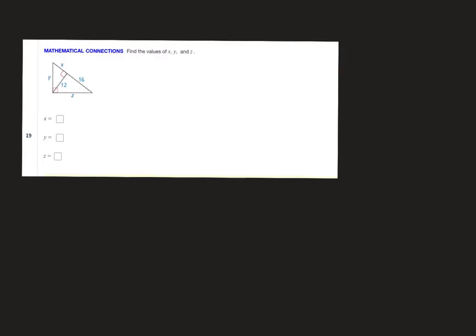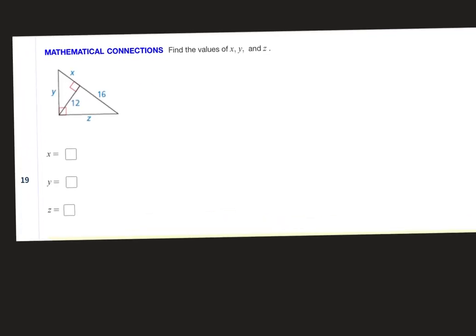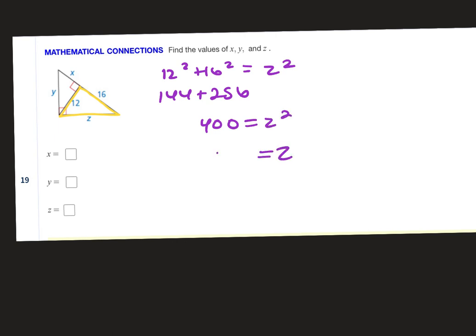All right, this one, again, you've got different parts. You've got some legs missing, you've got the hypotenuse missing, right? So the easiest way, I think, is to use the bottom right triangle. 12 squared plus 16 squared equals z squared. So 144 plus 256 is 400, and the square root of 400 is 20. So now I get that one.